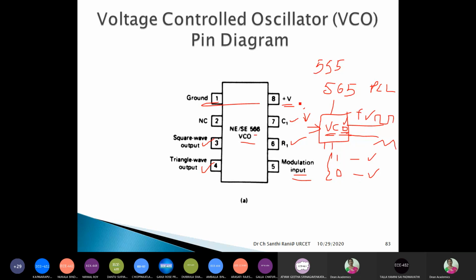566 has pin number 1 and 8 as ground and VCC, the supply voltage. Pin number 2 has no connection. The two output pins are pin number 3 and 4, the square wave output and the triangular wave output. Then the modulation input is the input pin. And for the 6th and 7th pins we connect R1 and C1.